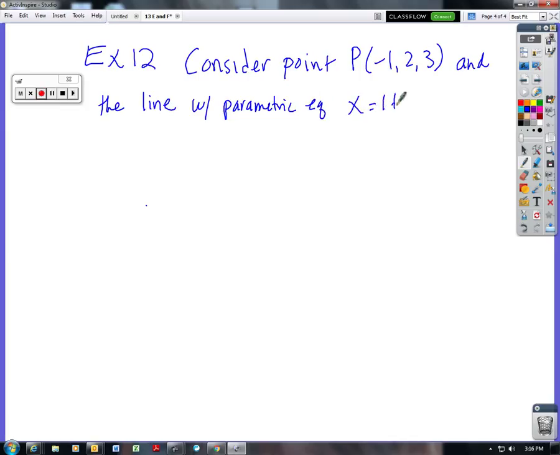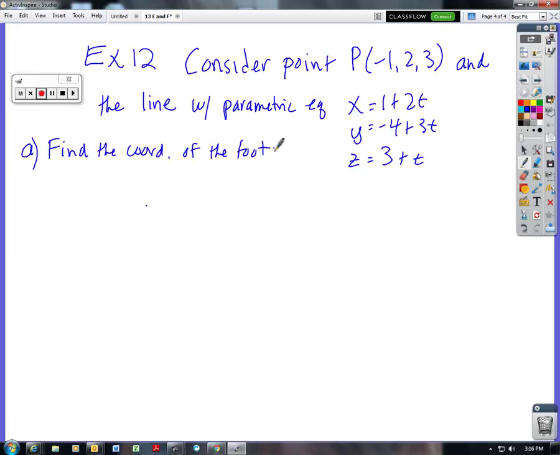x equals 1 plus 2t, y equals -4 plus 3t, and z is 3 plus t. They ask us to do two things. Letter A, we need to find the coordinates of the foot of the perpendicular from P to the line. Okay, the foot lies on the line. Actually, it lies on both lines.